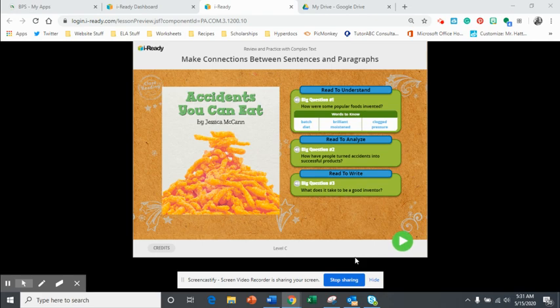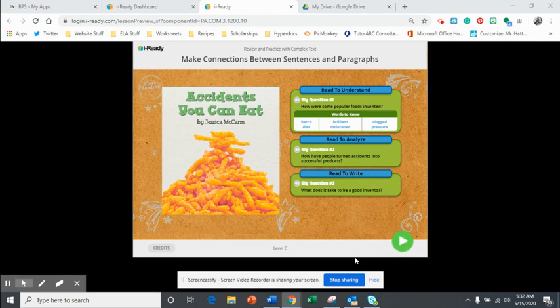And it's interesting to see that a lot of these were simply mistakes, or maybe the inventor wanted to do something else and accidentally created something tasty. So the read number one will be, how were some popular foods invented? And then read number two, that's of course the one where you are assessed. That is the read to analyze, and your focus on that is, how have people turned accidents into successful products?